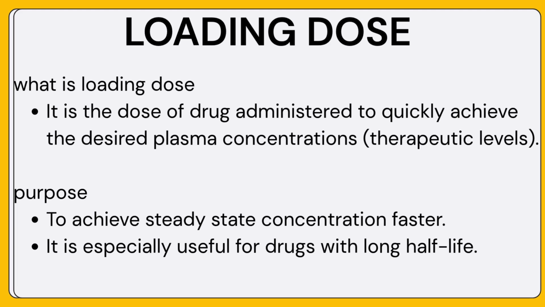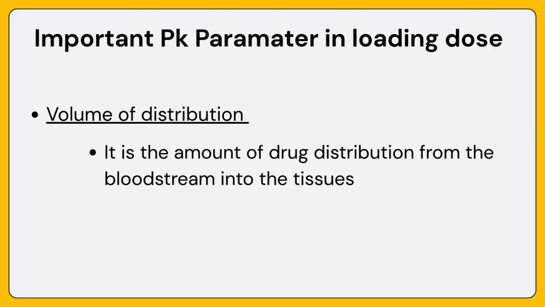You may wonder what's the actual purpose of calculating loading dose. It is used to achieve steady state concentration faster, especially for those drugs with longer half-lives. Now it is important to note the volume of distribution, one of the important pharmacokinetic parameters. To recall what volume of distribution is, it's the amount of drug distributed from the bloodstream into the tissues.